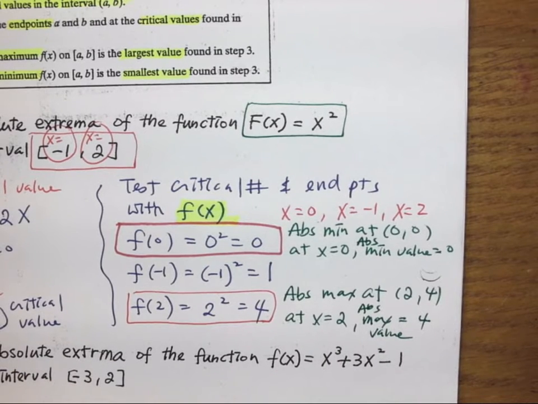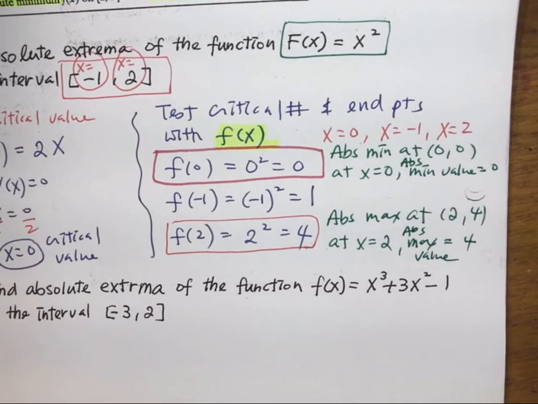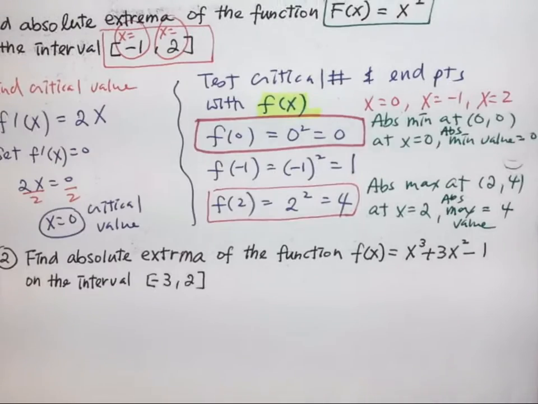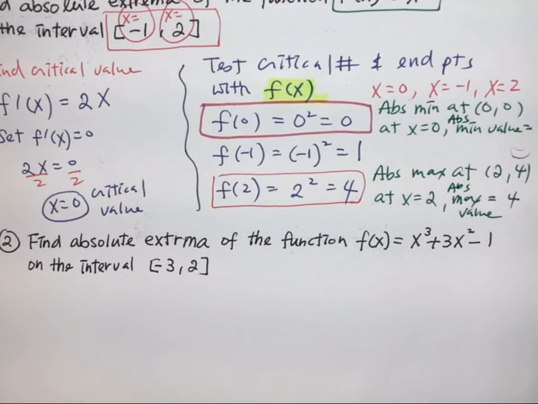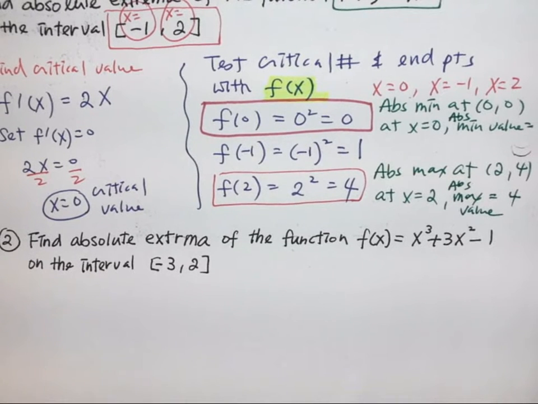Are we okay with this? So it's not too difficult, just like what you did before, but this time it's in a closed interval. So that's why we plug in the critical value along with the endpoints. All right? So the second question is pretty much the same.